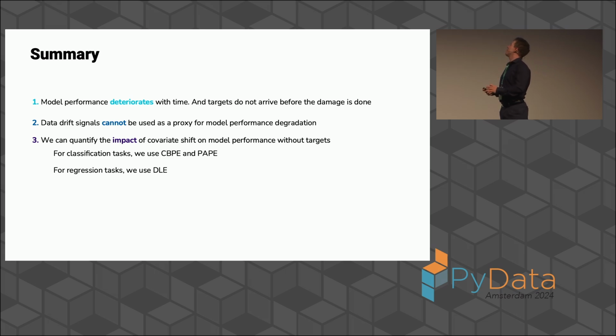But we can quantify the impact of covariate shift on model performance without access to the target data, to ground truth, to labels. And we can do that for classification tasks with either CBPE or PAPE, which is this algorithm that also takes into account strong covariate shifts. And for regression tasks, we have another algorithm called direct loss estimation. What it does is it trains a model that directly estimates the loss on every data point, and it uses the exact same idea as CBPE, but for regression. And we actually can get good estimates of any model metric that we want.